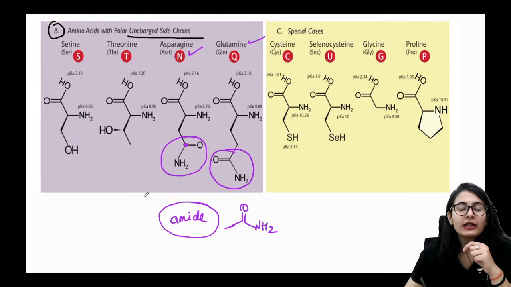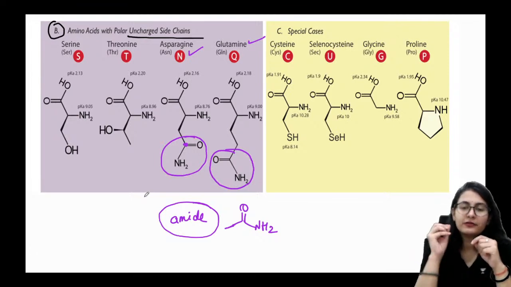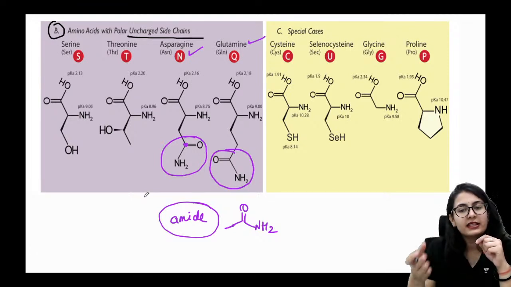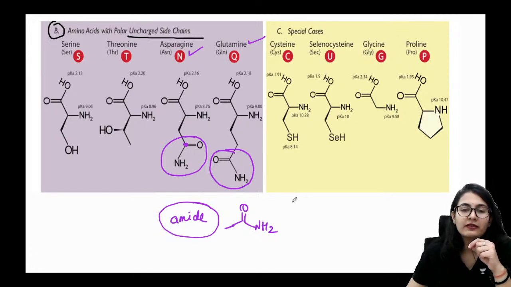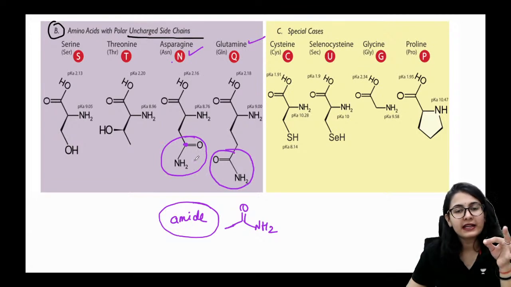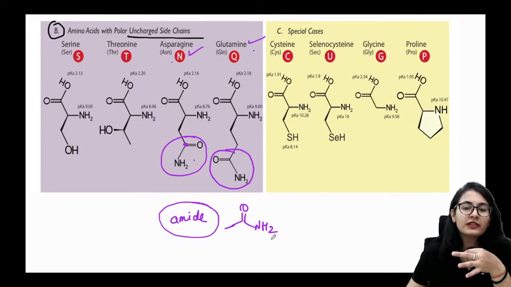Okay. So it is very very simple, guys. If you just remember few of them, the other ones you are going to remember and just try to revise once in a while. So asparagine is an amide of the aspartic acid. Glutamine also amide of the glutamic acid. Very simple.